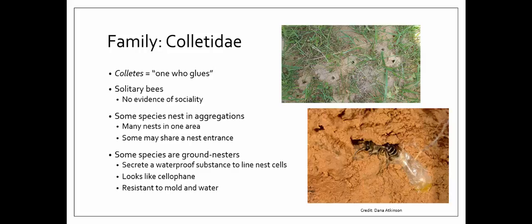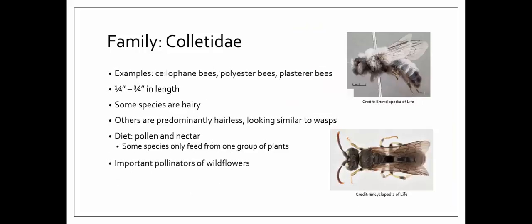Some species within this family are ground nesters and will secrete a waterproof substance, which looks like cellophane, to line the nest cells. This lining acts as a line of resistance to mold and water. Some examples of bees within the Coletidae family are cellophane bees, polyester bees, and plasterer bees. Their body size can range from a 1/4 inch to 3/4 inch in length. Some species can be very hairy, whereas other species have very little body hair and may look similar to wasps.